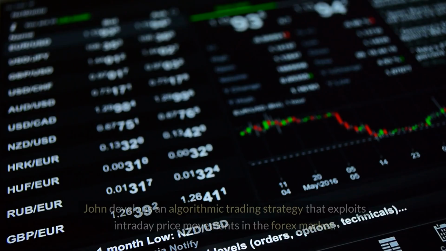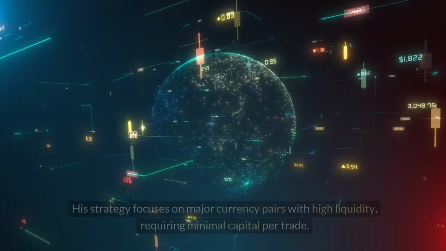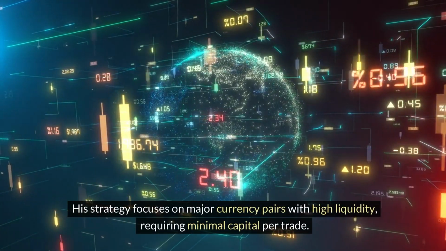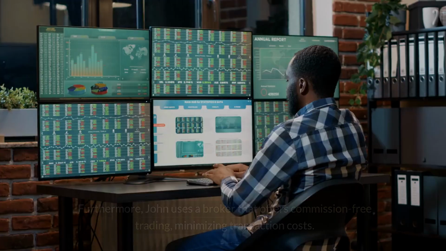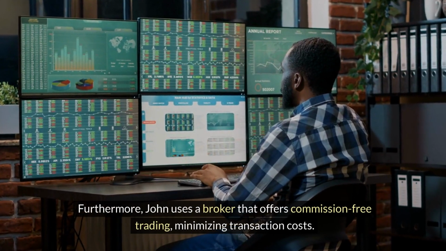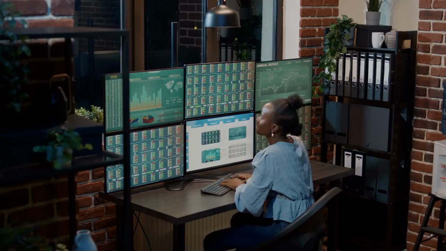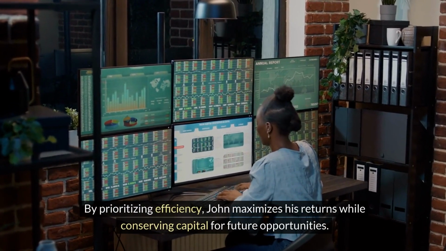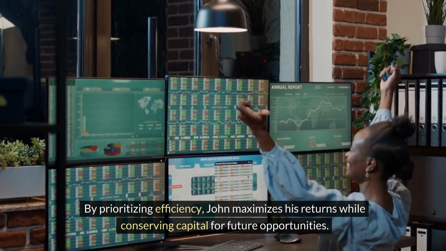Example 2. John develops an algorithmic trading strategy that exploits intraday price movements in the forex market. His strategy focuses on major currency pairs with high liquidity, requiring minimal capital per trade. Furthermore, John uses a broker that offers commission-free trading, minimizing transaction costs. By prioritizing efficiency, John maximizes his returns while conserving capital for future opportunities.